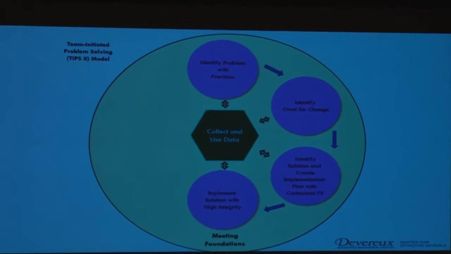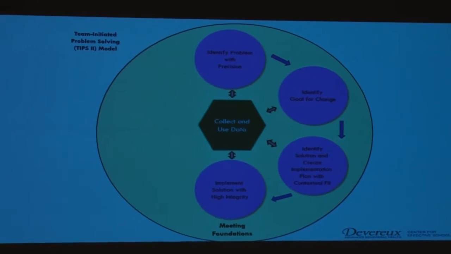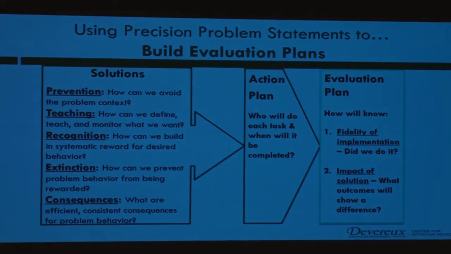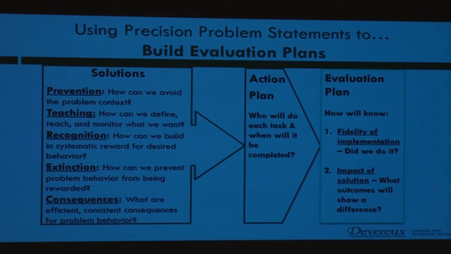So now that we've decided on our solution, the next thing we need to do is implement our solution with high integrity. We want to make sure that our solution is being implemented in the way we expected it to be implemented. So, of course, we're going to develop a plan for that too. We're developing a plan to look at the fidelity of implementation. So looking at the fidelity, well, did we do it? We're also developing a plan to look at how much of an impact this had on our students' behavior. So what were our outcomes in our data?